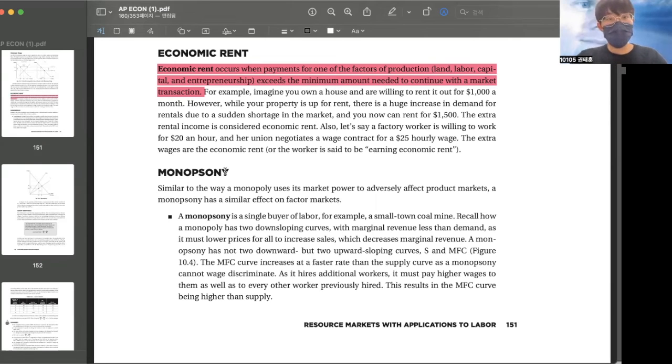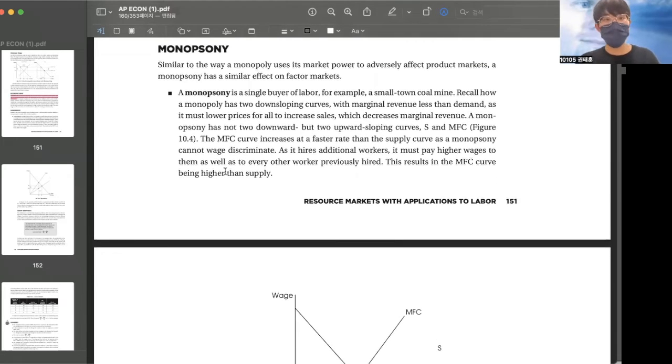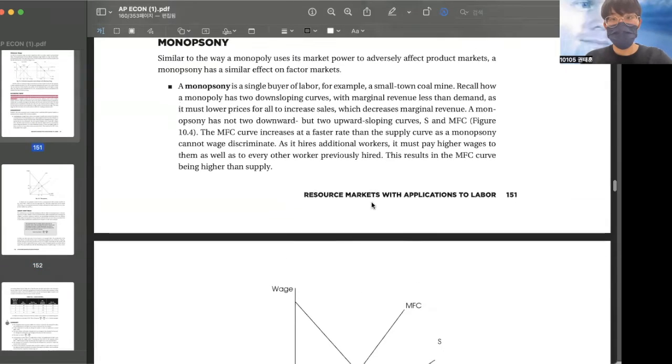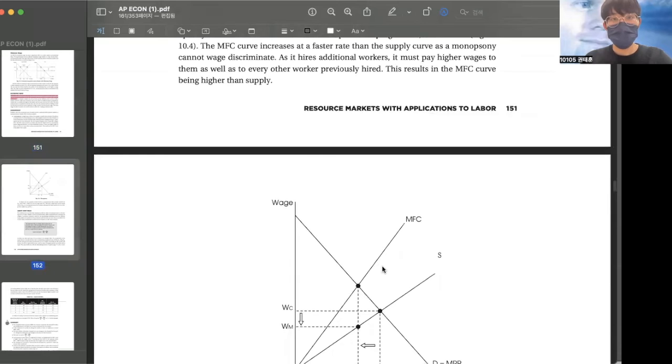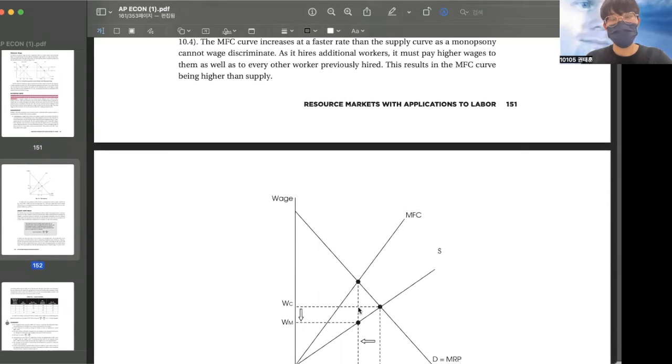So recall how a monopoly has two downsloping curves, with marginal revenue less than demand, as it must lower prices for all to increase sales, which decreases the marginal revenue. A monopsony has not two downward but, as you can see here, two upward sloping curves, which are supply and MFC. The MFC curve increases at a faster rate than the supply curve, as the monopsony cannot wage discriminate because remember, there is only a single buyer.